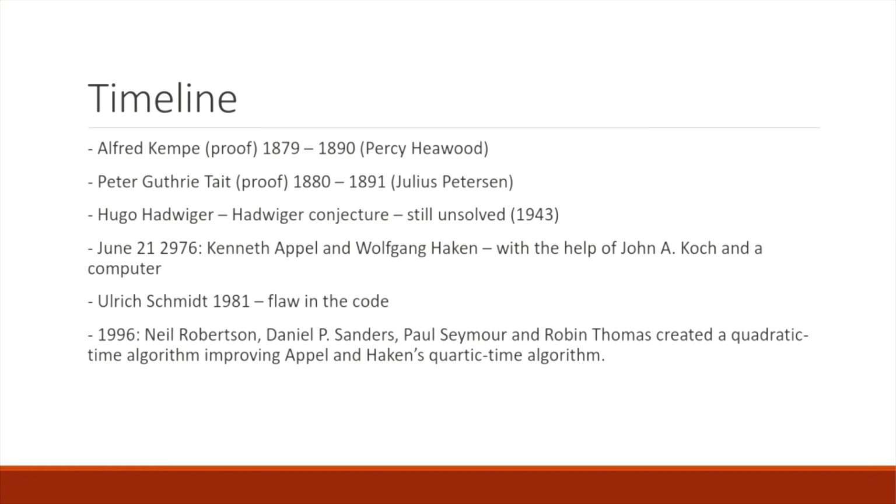So this proof was by Alfred Kempe, but this other guy, Peter Tait, also had a proof which was also alive for 11 years, and they were disproved by Percy Heawood and Julius Petersen, respectively. And actually, that's that Petersen with the Petersen graph. So both wrong proofs were alive for quite a long time.